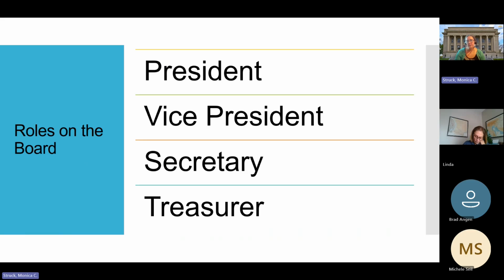Roles on the board: the only one specifically mentioned that you absolutely have to have in Century Code is the president, but it is a good idea to have a vice president, someone to take over the meetings if the president is out sick or can't make the meeting for whatever reason. A secretary is nice to have, or at least someone designated to take the minutes. And a treasurer can be helpful to have someone who is kind of specializing in the finances, has a bit more of a finger on it.